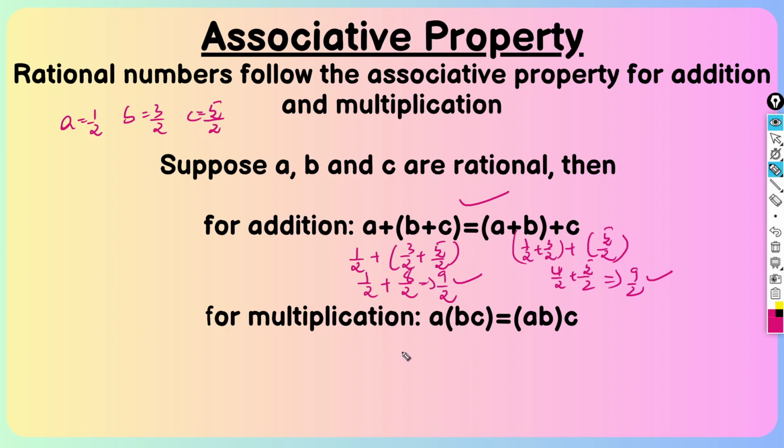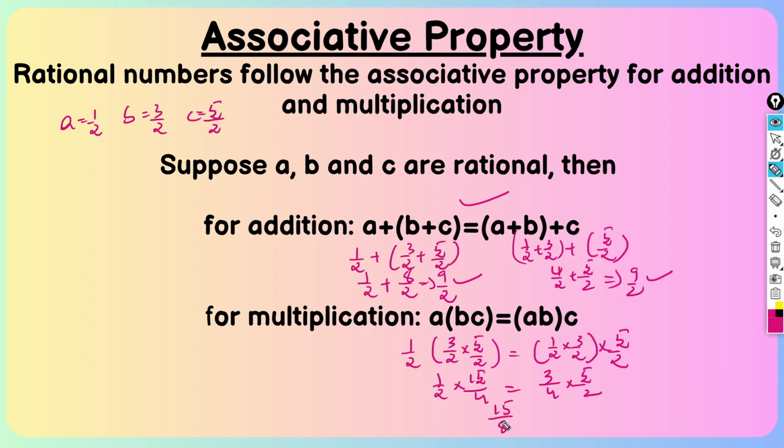Now we will see for multiplication. This becomes 1 by 2 into (3 by 2 into 5 by 2). And this becomes (1 by 2 into 3 by 2) into 5 by 2. So 1 by 2 into 3 fives are 15, by 2 into 2 is 4. This becomes 3 by 4 into 5 by 2. So this is 15 by 8, which is equal to 3 fives are 15 by 8. Thus we can say that for multiplication also, rational numbers follow associative property.